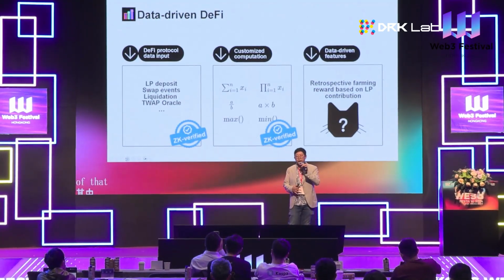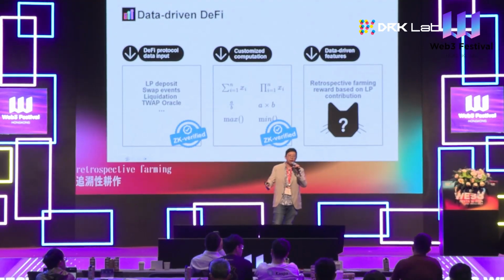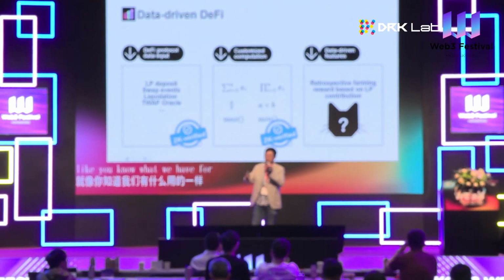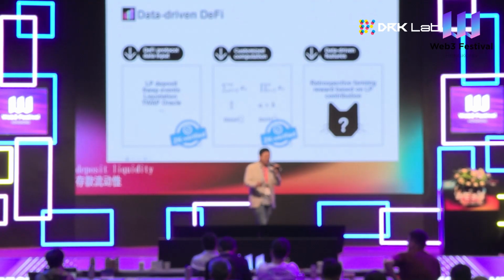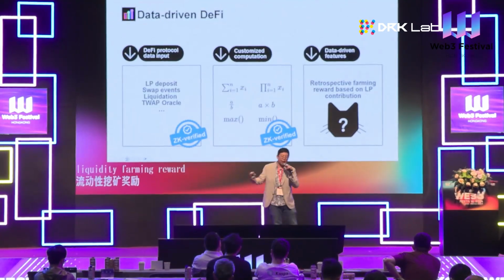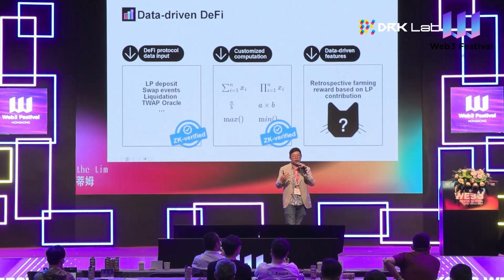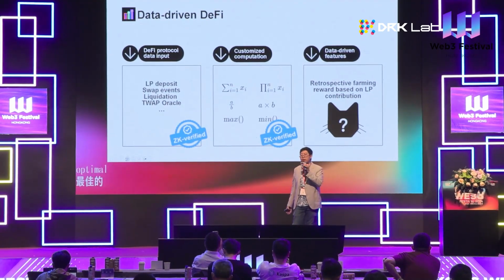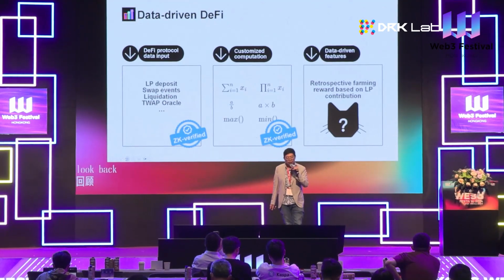Because what we have for farming rewards today is that LPs deposit liquidity for a certain length of time, and the liquidity farming reward is distributed to them proportional to the time length of the liquidity deposit. But this is not actually optimal. What you should do is look back and see who actually provided liquidity when the market was volatile, and retrospectively analyze the LP behavior and distribute the reward to them accordingly.